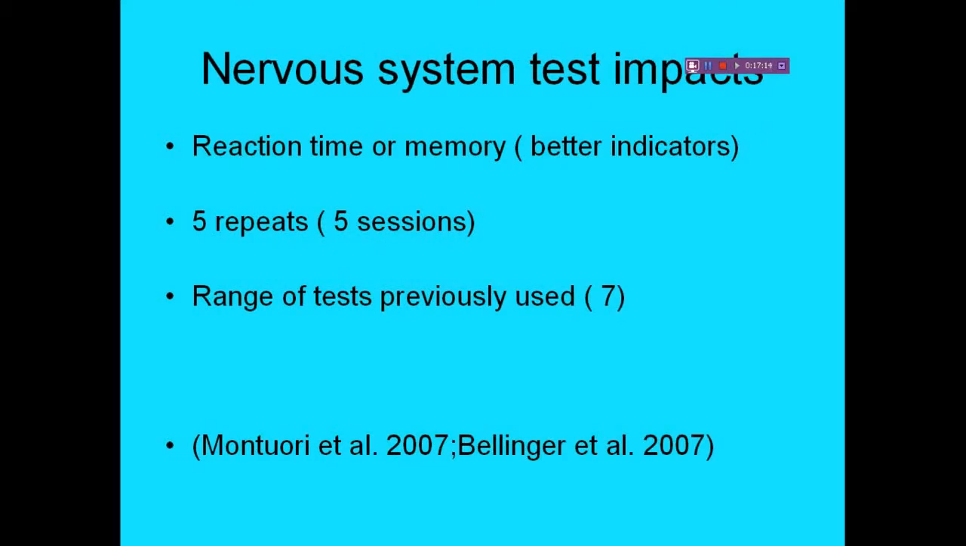How am I testing it? You're going to do tasks regarding things like reaction time or memory, which are thought to be the best indicators. I'll carry out 5 repeats over 5 sessions, 1 each week, and there'll be a range of tests used each time. There'll be 7 each time, and these include number sequencing, letter sequencing, number letter switching, motor speed, reaction time, and visual memory.